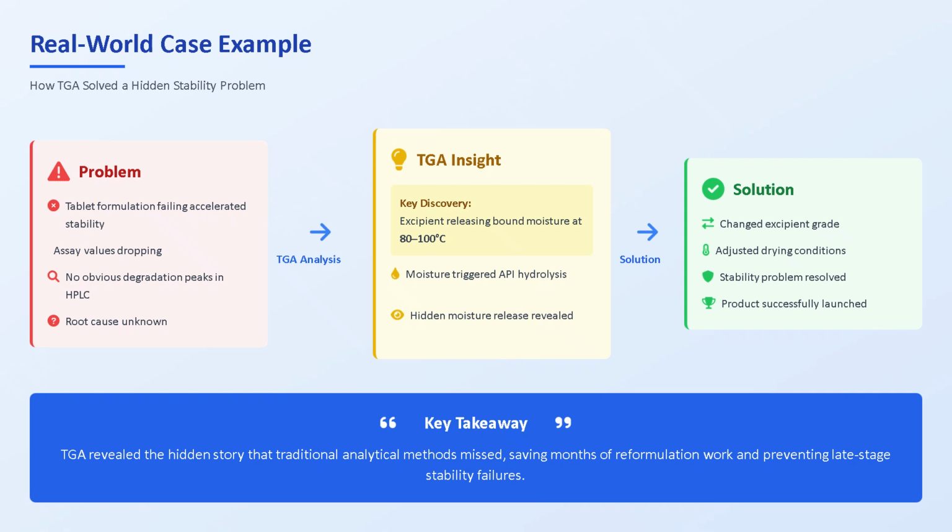In one real-world case, a tablet failed accelerated stability testing with dropping assay values and no clear degradation peaks in HPLC. TGA revealed that an excipient released bound moisture between 80 and 100 degrees Celsius, triggering API hydrolysis. By changing the excipient grade and adjusting drying conditions, the stability issue was resolved and the product successfully launched.